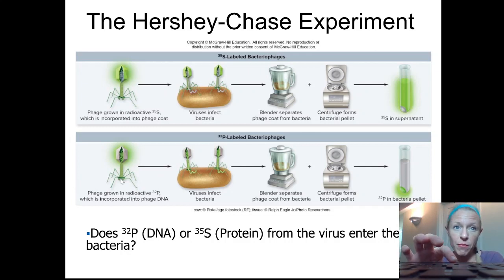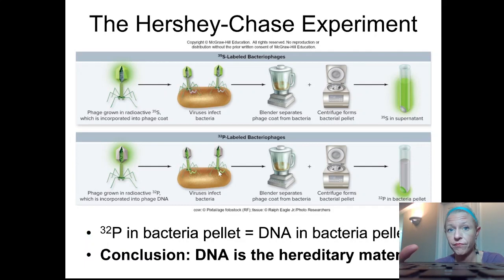Then they did the exact same thing with a phage grown in phosphorus 32, or radioactive phosphorus, which is incorporated into DNA. Then the viruses infected the bacteria. They separated the phage coat from the bacteria and centrifuged the pellet. And what did we find? We found that the radioactive phosphorus was in the pellet, not the supernatant, meaning what went into the bacteria from the virus was not the protein coat, but the genetic material, or DNA.